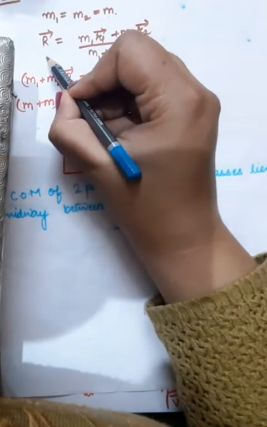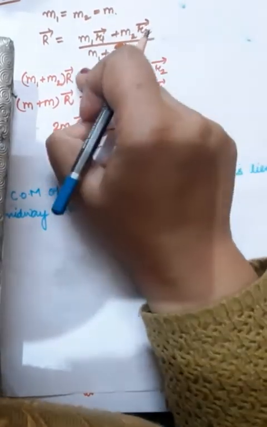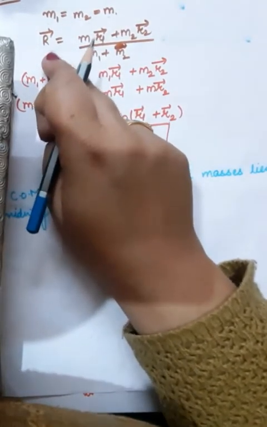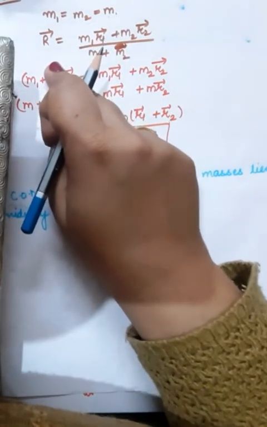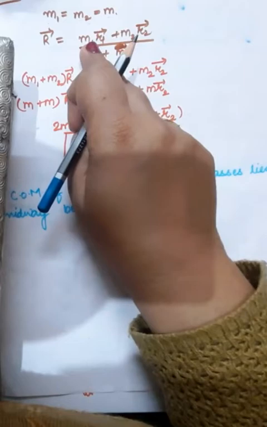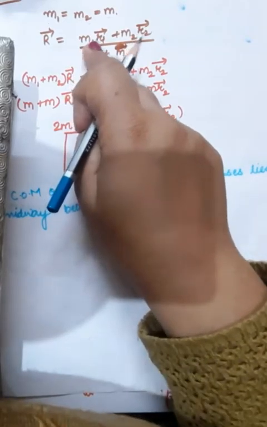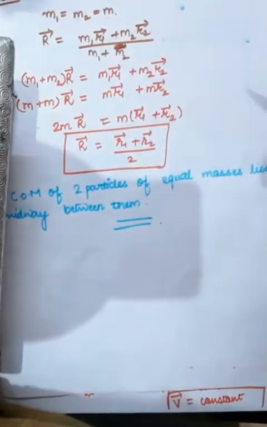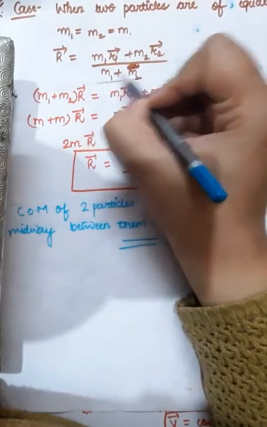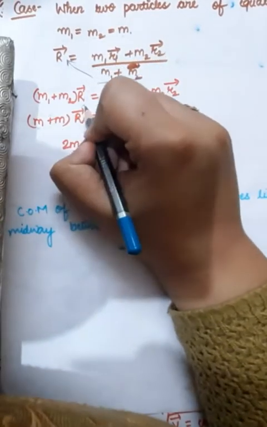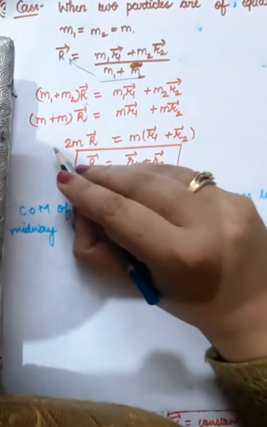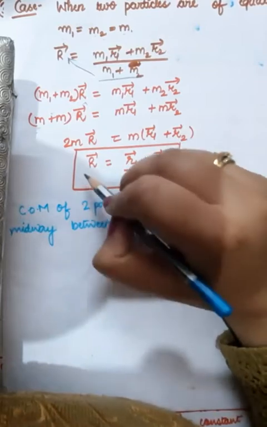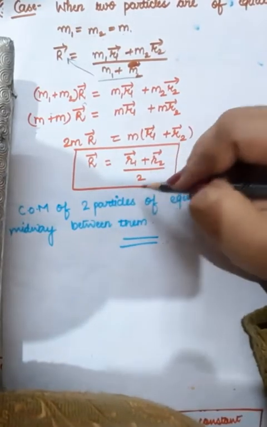In that case, r vector equals to this. This is the relationship for the position vector of center of mass. So here, what are you going to do? In place of m1, just write m. In place of m2, just write m, because they both are equal. So this m1 plus m2 can be taken to the other side, and this remains as it is. Now put m in place of m1 and m2 both, and you're going to get that r vector is equal to r1 vector plus r2 vector divided by 2.